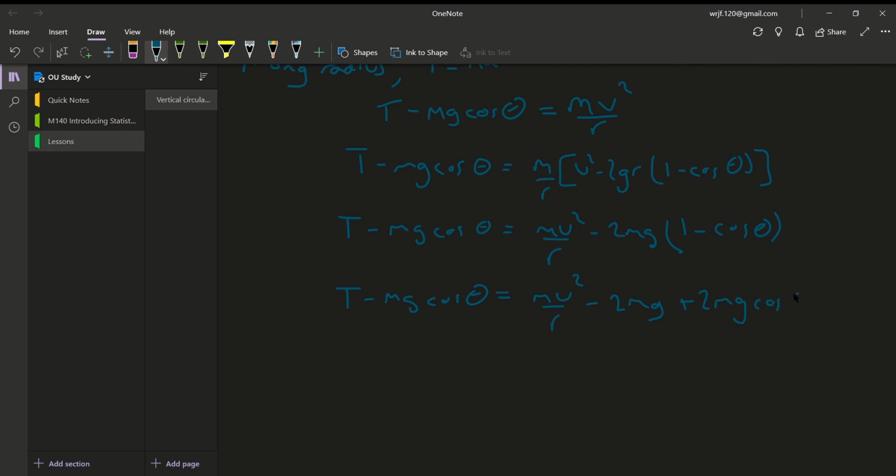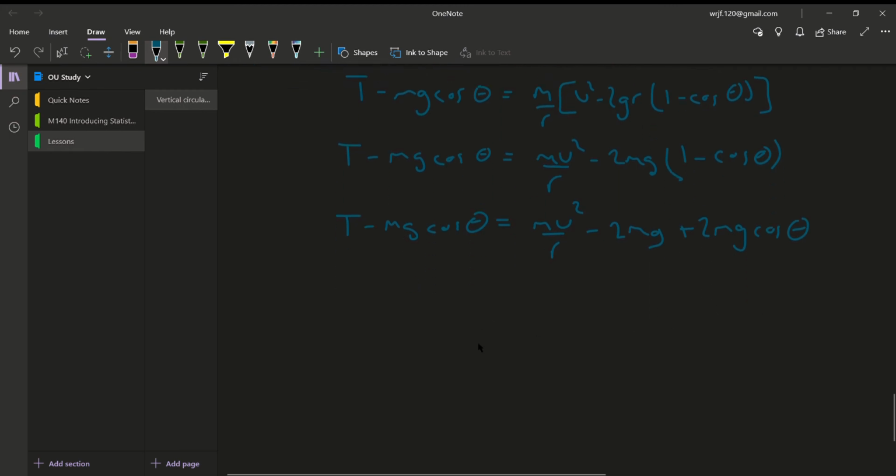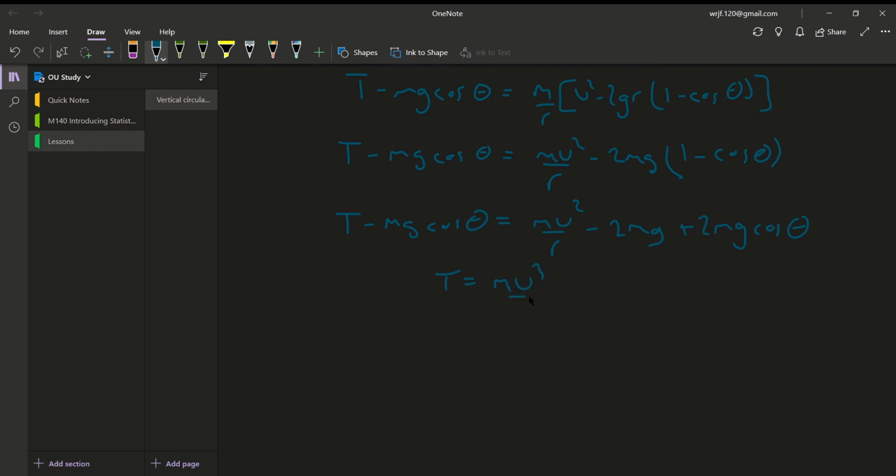And then we've got terms on each side of the equation which are like terms. We've got a minus mg cos theta on the left, and we've got a plus 2mg cos theta on the right. And that means we can combine those two terms to leave us with just T on the left. It's mu squared, it looks like a cube there, but so we've got mu squared over r minus 2mg, and now we've got plus 3mg cos theta.